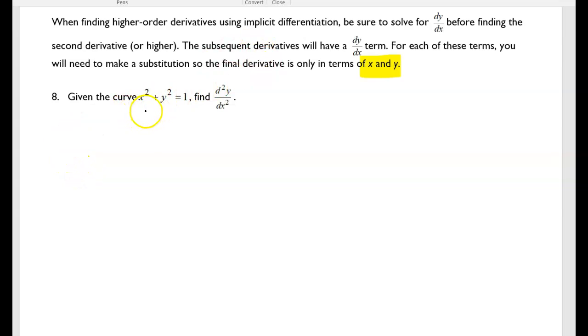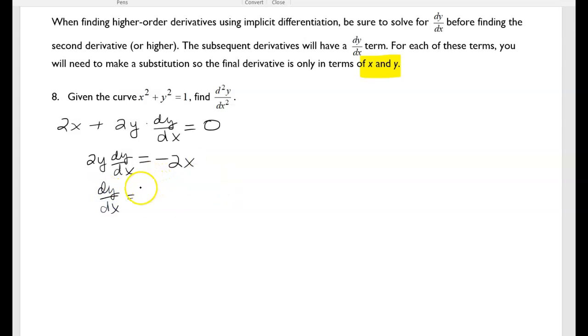Okay, so in number 8, we're given x squared plus y squared equals 1, and we want to find the second derivative. So the derivative of x squared is 2x. The derivative of y squared is 2y times dy dx, equals the derivative of 1, that's 0. So I can now solve for dy dx. 2y dy dx equals -2x. So dy dx is -2x over 2y. It's okay to leave your answer like this, but keep in mind we're going to find the second derivative, so if we can simplify this, it will make our lives easier. What we would get is -x over y.